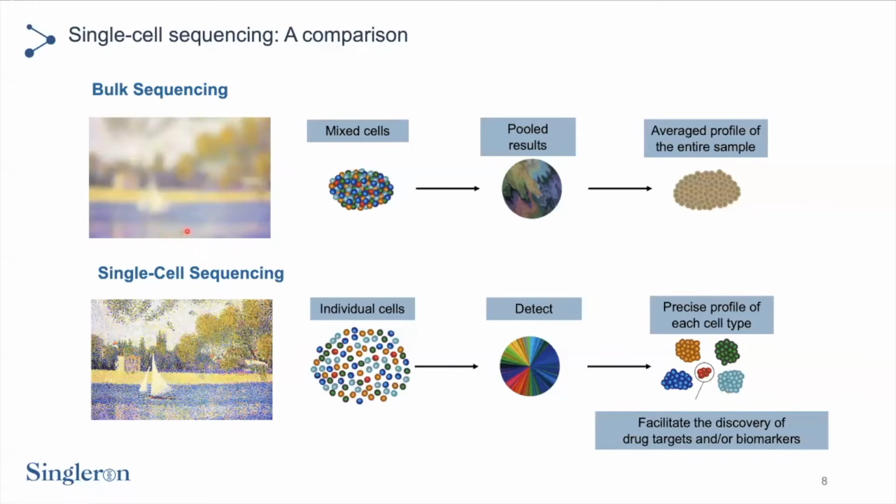With single cell sequencing, you can see each individual pixel, and you can get information from those. So each represents a cell. And then you will realize that what you saw previously in this blue area actually consists of many different colors. So this is something that you would miss if you just go through bulk RNA sequencing. With bulk RNA, you're pooling the results and averaging the sample. With individual cells, you can precisely profile each cell type. That would facilitate the discovery of drug targets and biomarkers and can be used for many different purposes.